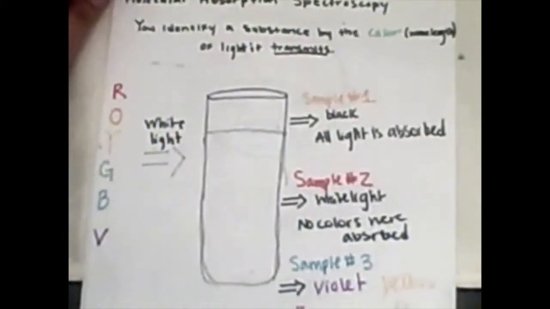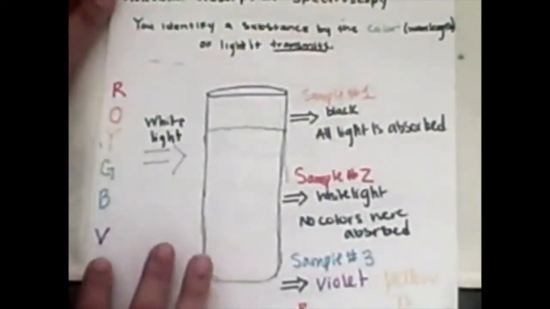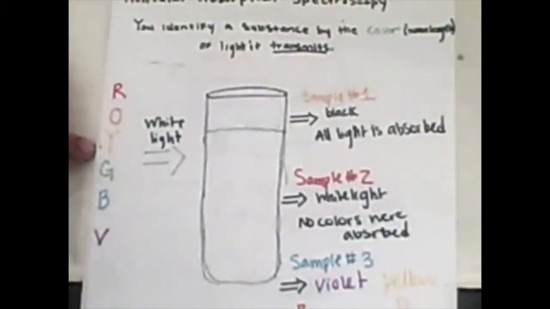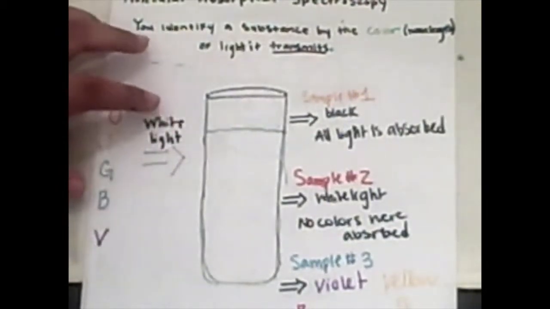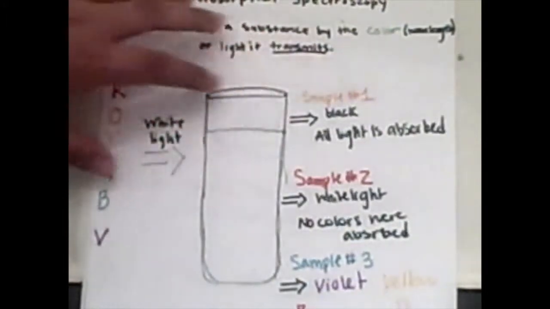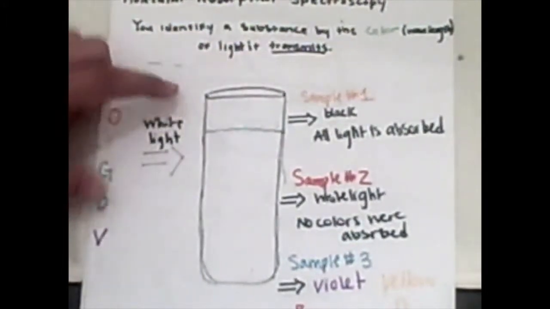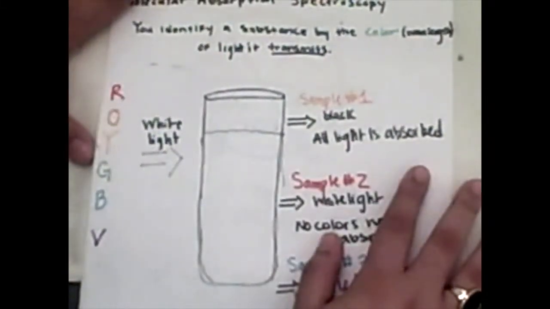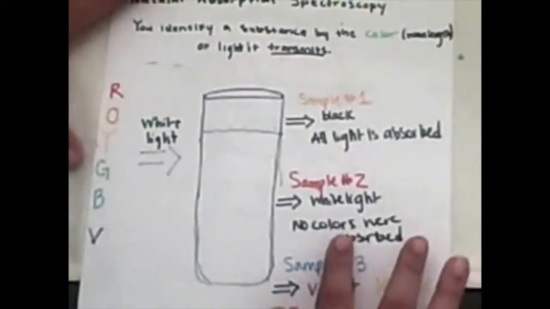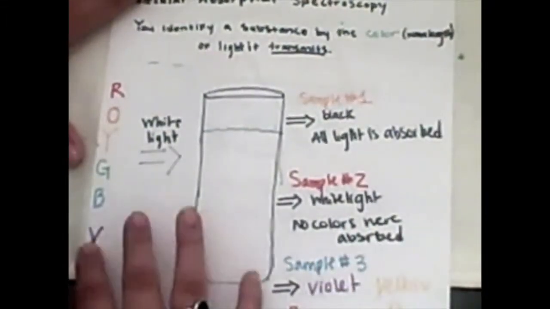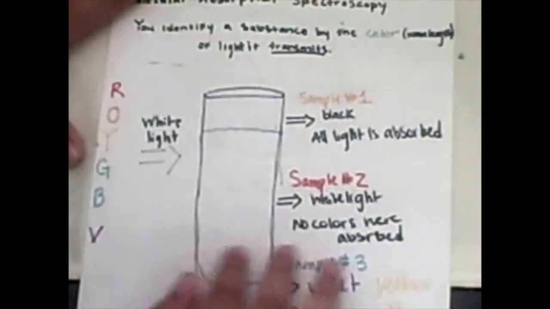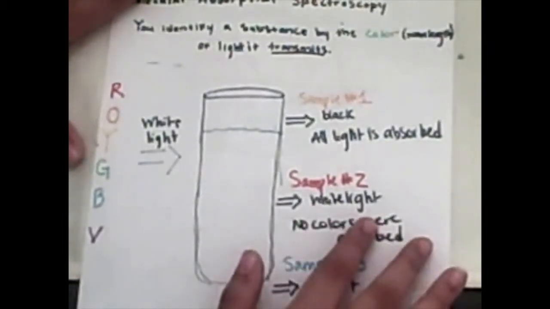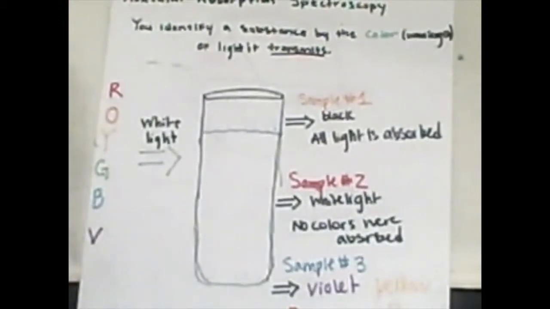If we have white light coming into a sample, and white light consists of red, orange, yellow, green, blue, and violet. For sample 1, if we have white light coming in and what we see is black, that means all light is absorbed in this sample. Sample 2, if white light is put into the sample and we get out white light, then no colors are being absorbed in the sample.